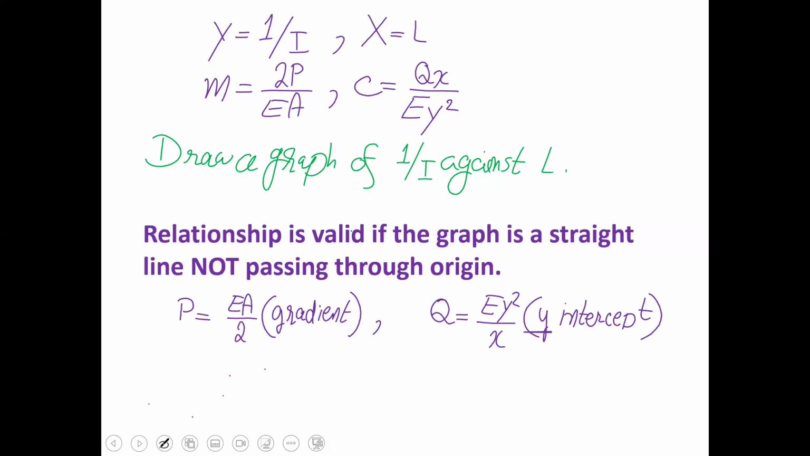Now, this is a pattern sentence to write: that relationship is valid if the graph is a straight line not passing through origin. How do I know it's not passing through origin? Because C is not 0. Now, the examiner had asked to find P and Q. So I have to mention the value for P from the top and value of Q. So you have to copy this also.